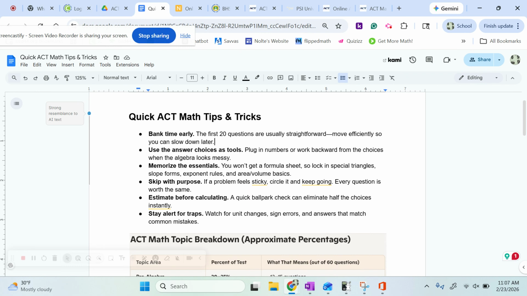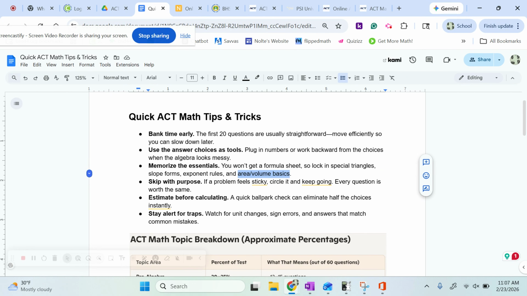You also might want to look into memorizing some different formulas. They don't give you anything, so if you know your linear algebra stuff, so y equals mx plus b, know your exponential rules. You're going to want to know some basic areas and volumes of probably squares and circles and triangles. Those are things you want to know going in.